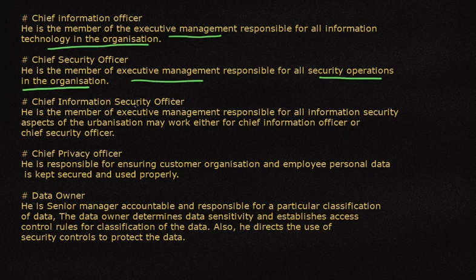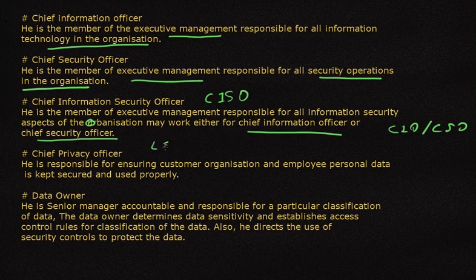Then comes the CISO, Chief Information Security Officer. The Chief Information Security Officer is a C-series executive. He is a member of the executive management responsible for all information security aspects of an organization, and he may work for either the Chief Information Officer or the Chief Security Officer. So the CISO is subordinate to the CIO or CSO in the organization. Also, it is to be known that the CISO reports directly to the CEO of the organization.